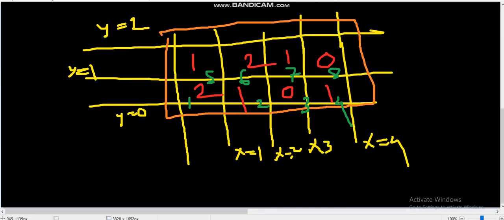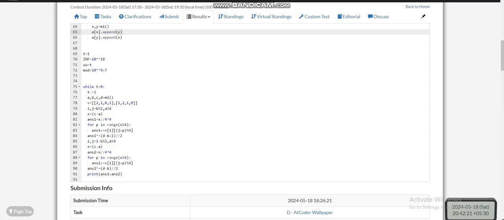Sorry, there are 4 columns and 2 rows. So we take a modulo 4 to get what column it is, and we take b modulo 2 to check what row it is. So the row number is b modulo 2 and the column number is a modulo 4. I hope you get it.